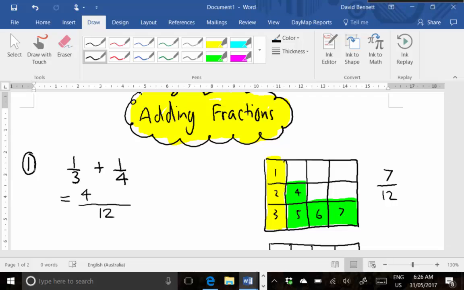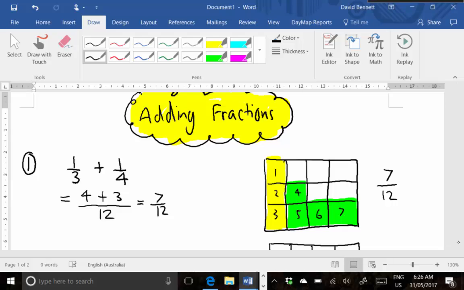Do the same thing for the 4. What would I need to times 4 by in order to get 12? Well, I have to times that by 3. So that's going to be 1 times 3, and that's going to be equal to 7 on 12. I actually quite like that method.